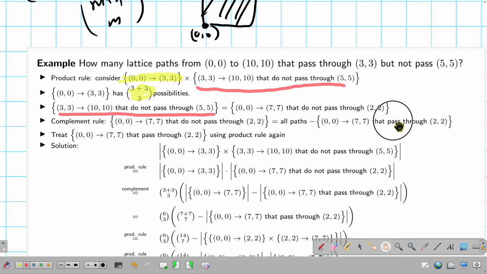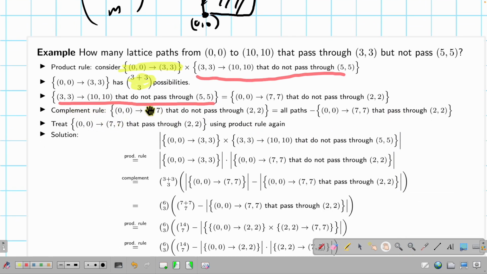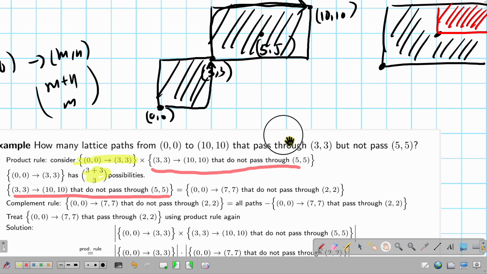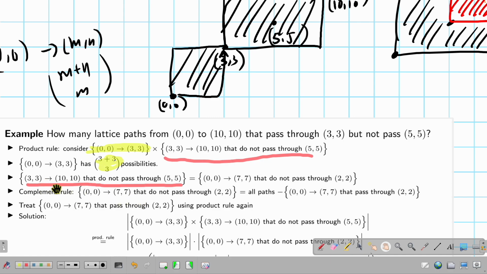The red part is saying that we want to move from 3, 3 to 10, 10 without passing through 5, 5. So first, we perform a coordinate transformation. We shift everything to 0, 0, so we subtract 3 from everything. 3, 3 minus 3 is just 0, 0. 10, 10 minus 3 is 7, 7. 5, 5 minus 3 is 2, 2. This is basically shifting coordinates. So that's why we get this.